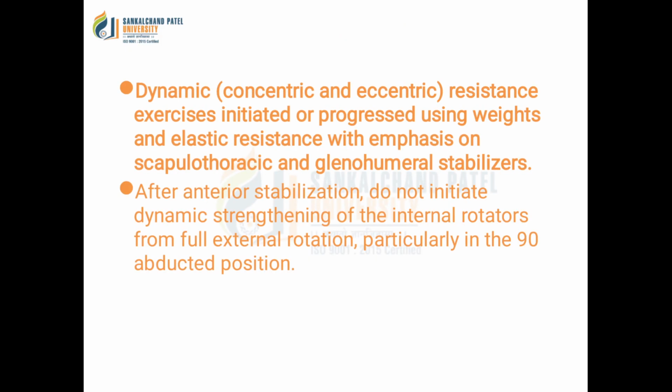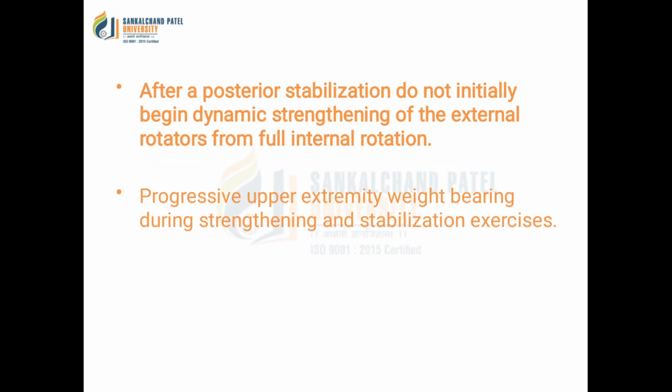The dynamic exercises, that is concentric and eccentric exercises, are initiated or progressed using weights and elastic resistance with emphasis on scapulothoracic and glenohumeral stabilizers. After anterior stabilization, do not initiate dynamic strengthening of the internal rotators from full external rotation, particularly in the 90 degree abduction position. After a posterior stabilization, do not initially begin dynamic stabilization exercise for the external rotators from full internal rotation. Progressive upper extremity weight bearing during strengthening and stabilization exercise.